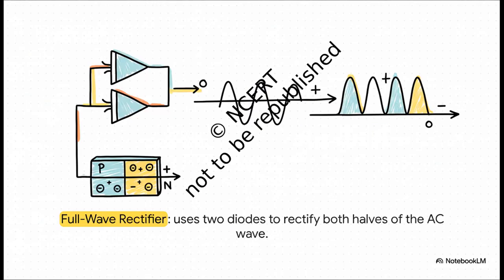But the full wave rectifier, now this is much smarter. It cleverly uses diodes to flip the negative half of the wave and make it positive too. See? Now we get a continuous DC current. And this, bacho, is the secret inside all our chargers.